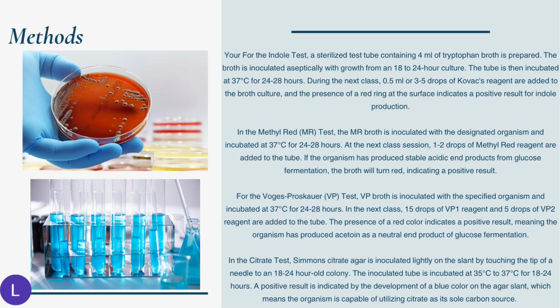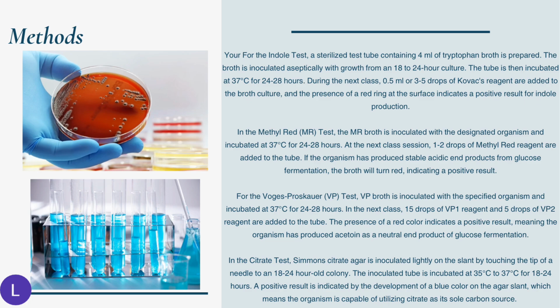And at the next class time, when we recovered those results with some growth in them, we added 0.5 milliliters or 3 to 5 drops of Kovac reagent to the broth culture. And the presence of a red ring at the surface would indicate a positive result for the indole production.